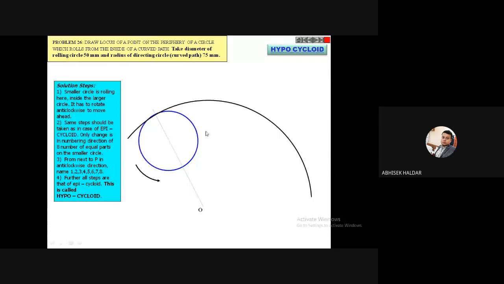Here also it may roll in the clockwise direction, but then the curve will be in the opposite direction. But here we are just assuming that the rolling circle, this blue one, will roll anti-clockwise. What will be the difference then? There will be no difference, only the nomenclature will be different. The naming, all the steps are almost similar.